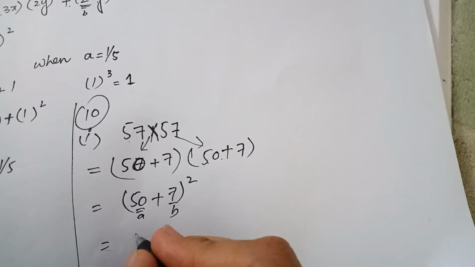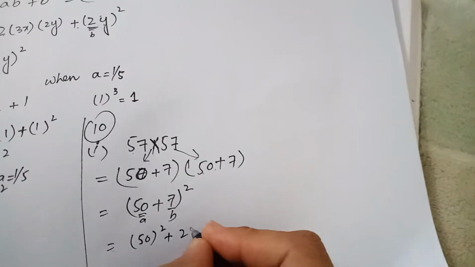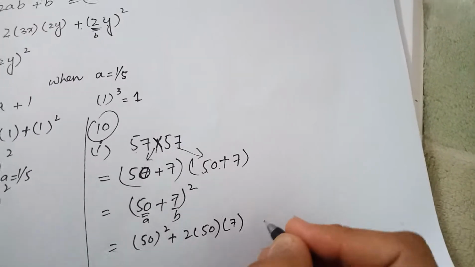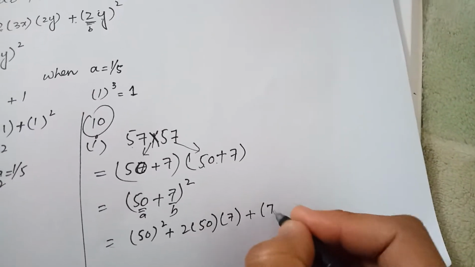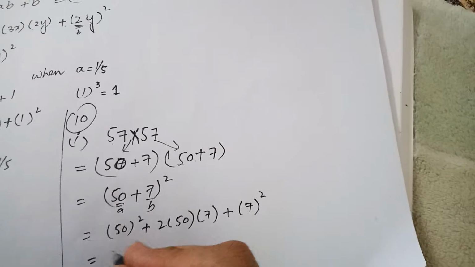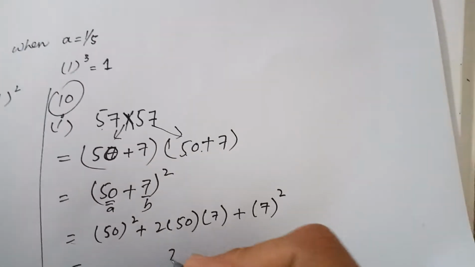You can write it as a square plus 2ab plus b square. What's the value of b? That is 7, and now b square is 7 square. So you can open these squares and calculate them to write the answer. We have done questions of this type before.